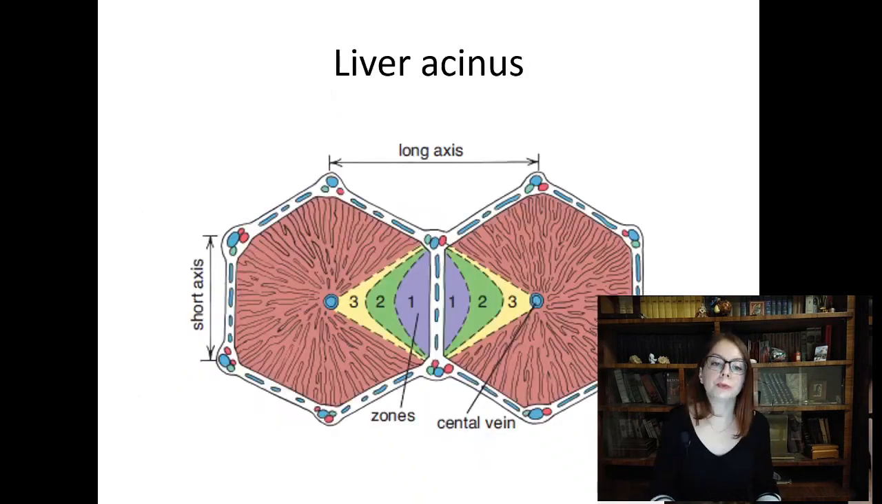Okay, let's move on. Here the liver acinus is again shown with classic liver lobules, and the portal acinus is shown with the first, second, and third zone.